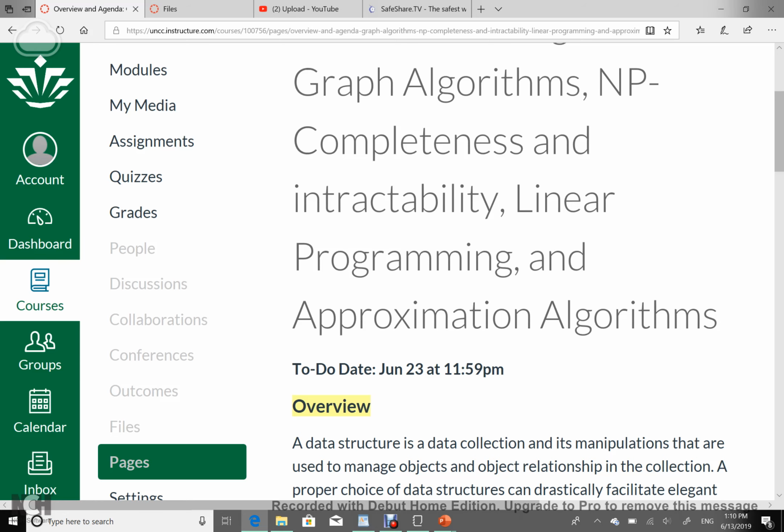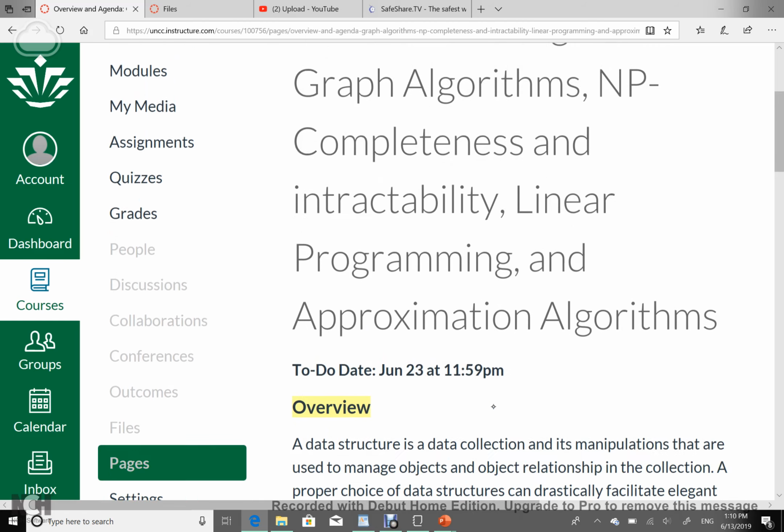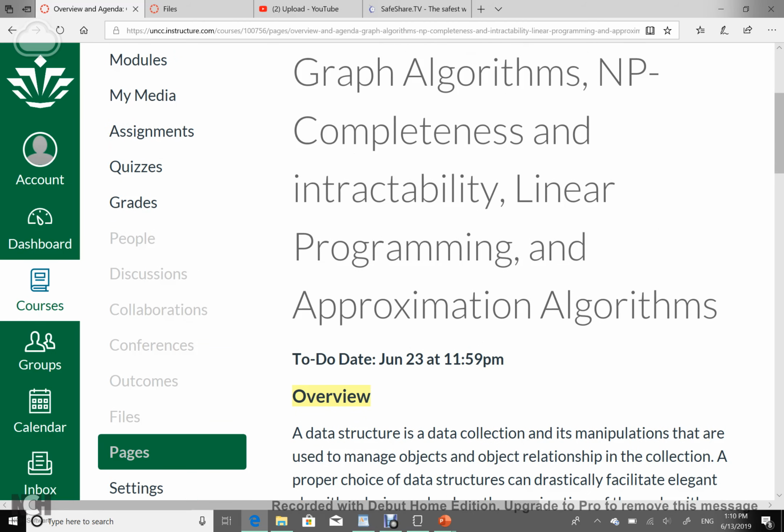In this module, I would like to introduce graph algorithms, NP-completeness and intractability, linear programming, and approximation algorithms. We want to emphasize the overview and the agenda of this module. You may find the title of this module is quite long, and we think it's really good to put them together. The reason is that they are related.